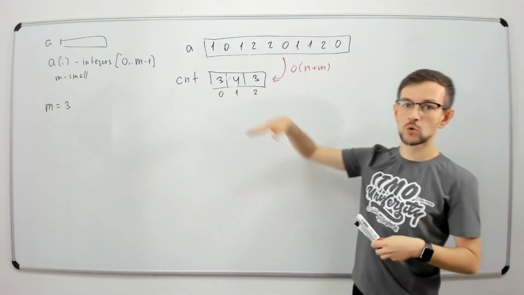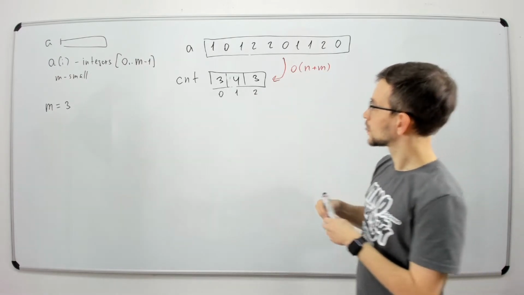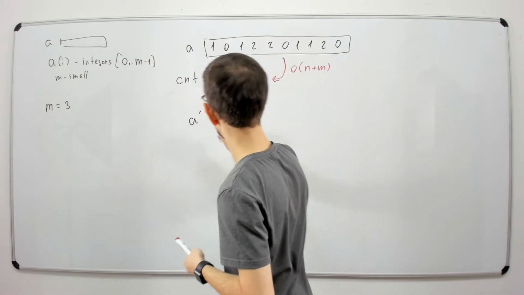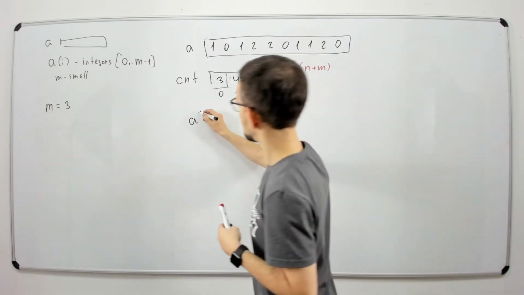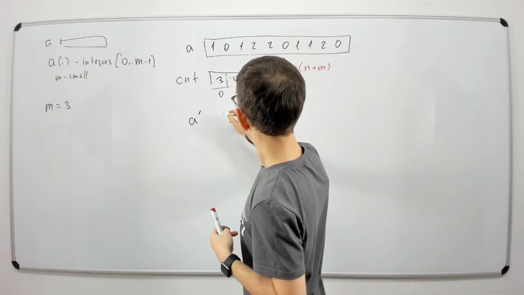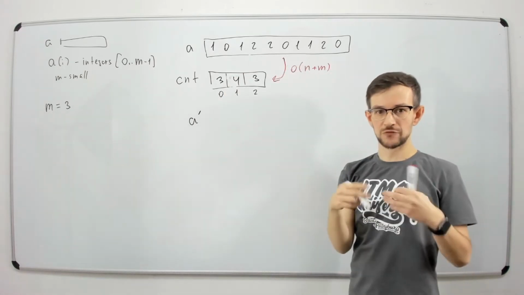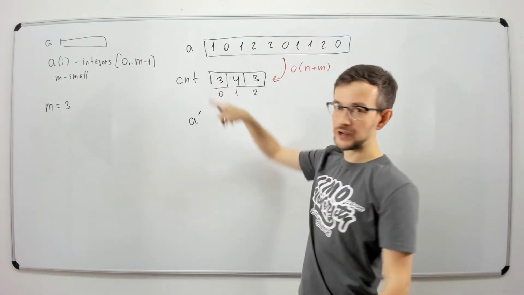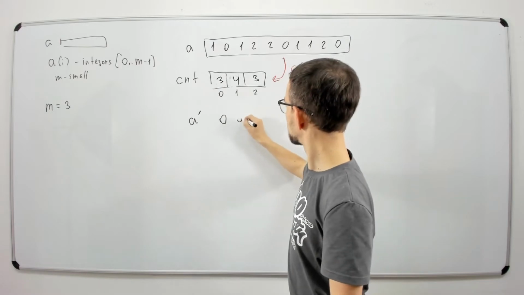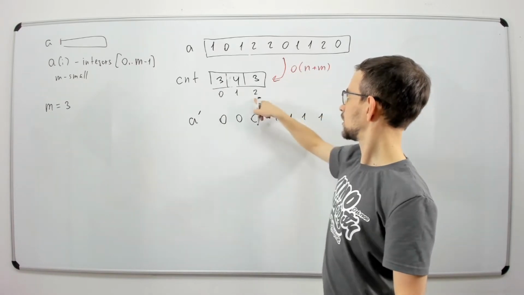Now, when we have calculated the number of each element, how can we get the sorted array? Let's create the sorted version of the array, let's say A prime, and just put this number of each value in this array. So here we see we need to get 3 zeros, so we just put 3 zeros here, then put 4 ones, and then 3 twos.